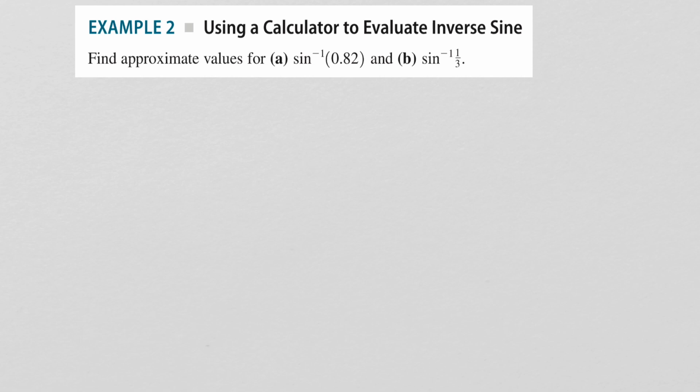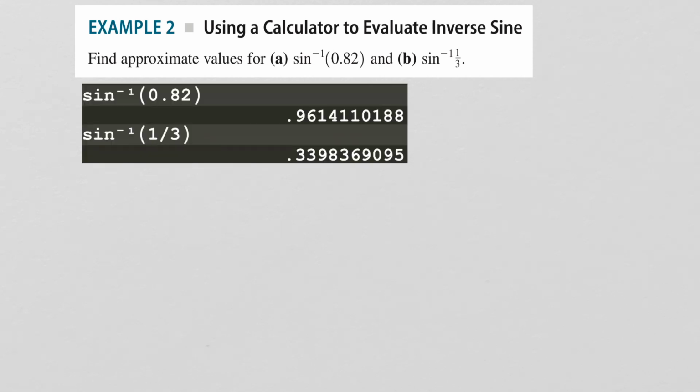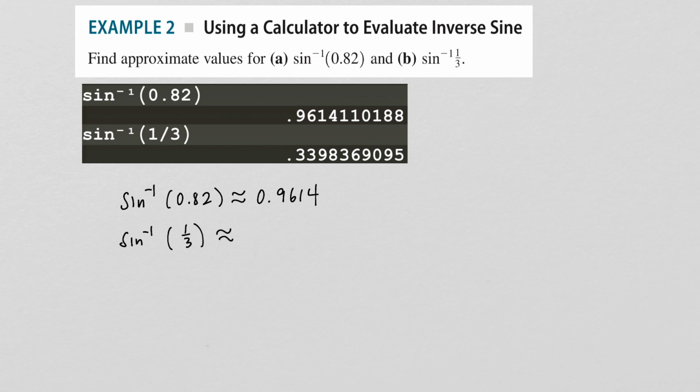So let's go ahead and take the inverse sine of 0.82 and the inverse sine of 1/3 on a calculator, and we'll display those results. And usually what we do here is give a 4 decimal place approximation. So I would write the inverse sine of 0.82 is approximately equal to 0.9614, and the inverse sine of 1/3 is approximately equal to 0.3398.